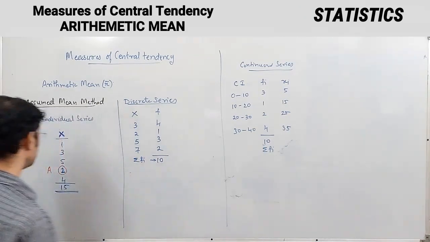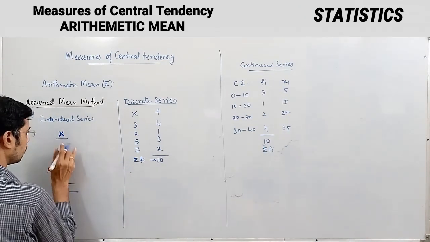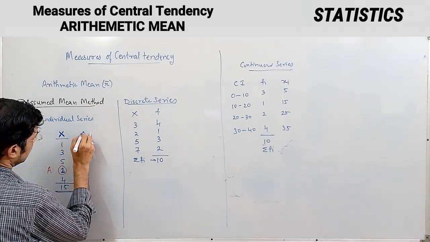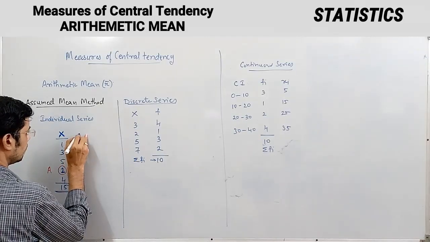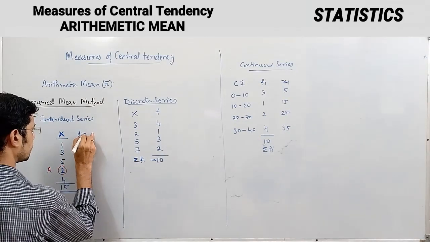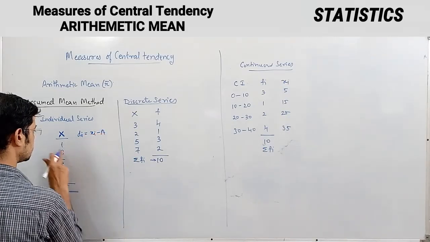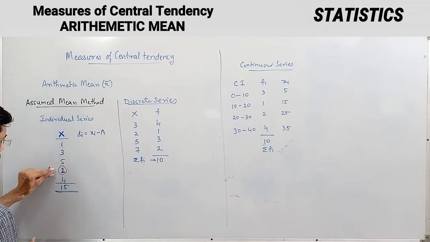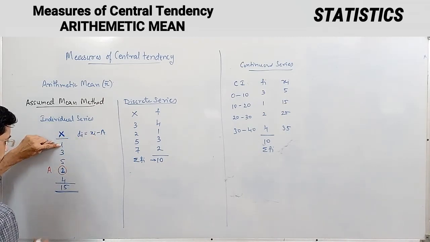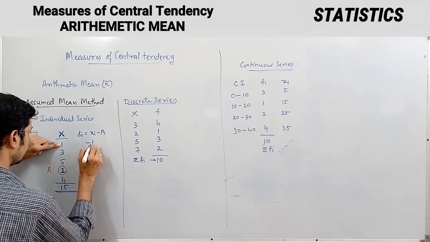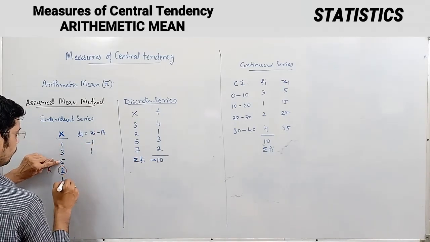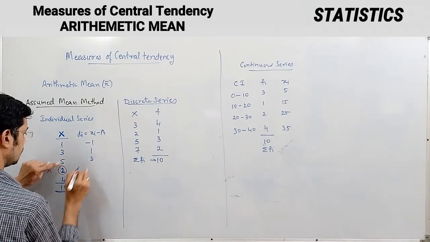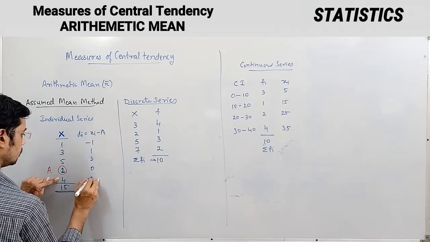Next, what we are supposed to find is the deviations of each observation from the assumed mean. The deviations are taken as di equal to xi minus a, for x1, x2, x3, x4, x5. So xi minus 2: 1 minus 2 is equal to minus 1, 3 minus 2 equal to 1, 5 minus 2 equal to 3, 2 minus 2 is 0, and 4 minus 2 is equal to 2.